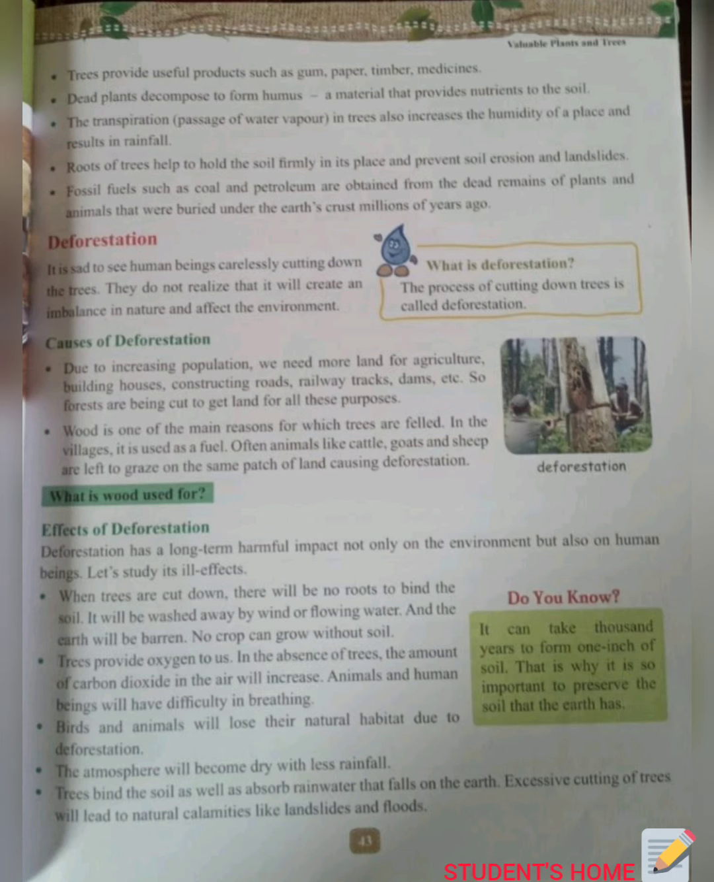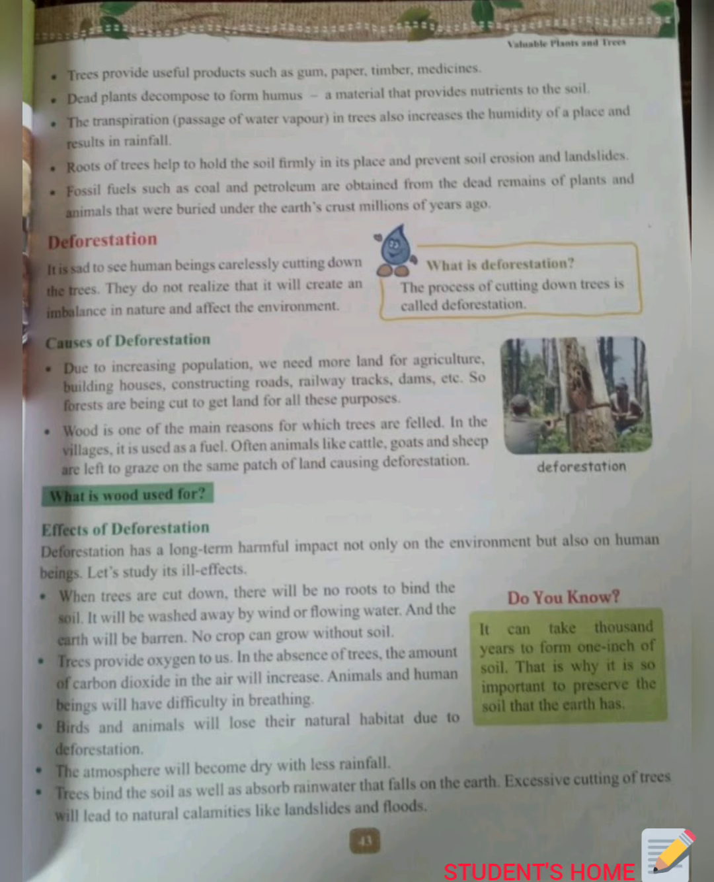Here class, graze means to let the cattle eat the plants. When the cattle eat plants or grass, that is known as grazing. Okay class, now coming to the next topic, that is effects of deforestation. Deforestation has a long-term harmful impact not only on the environment but also on human beings. So the first one is when trees are cut down, there will be no roots to bind the soil. It will be washed away by wind or flowing water, and the earth will be barren.